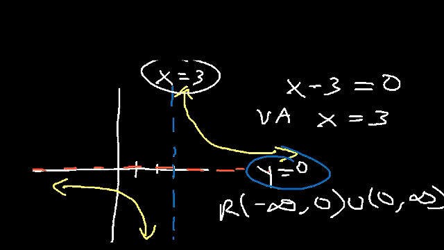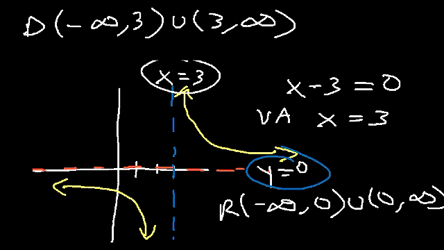So the domain for this graph is negative infinity to 3, union 3 to infinity. What if the transformation is on the outside? Let's say it's not part of the fraction. This number will cause the graph to shift 2 units up. So the horizontal asymptote will no longer be y equals 0. It's going to be y equals 2.